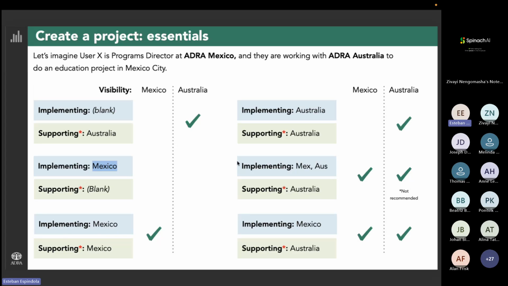Now, another case, going back to the example of having a supporting office, an ADRA supporting office, is that I can put the supporting office in both fields. That means that I would actually lose access to the project as well. So let's not do that. If we have this other example, this is good because, if I put both offices as implementing and supporting the actual supporting office, it will work in terms of visibility, but it will not really work in terms of good practices. So I do not recommend this.